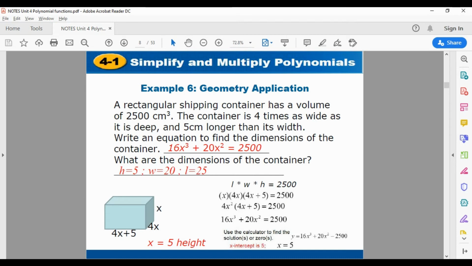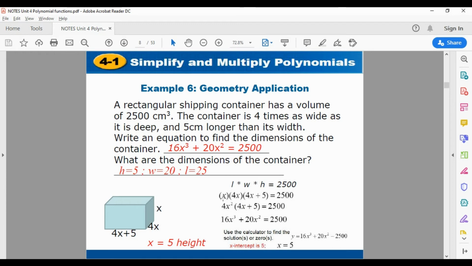A rectangular shipping container has a volume of 2,500 cubic centimeters. The container is 4 times as wide as it is deep, and is 5 centimeters longer than its width. So we want to find the equation of the container, which is here. Okay, so we're saying length times width times height.